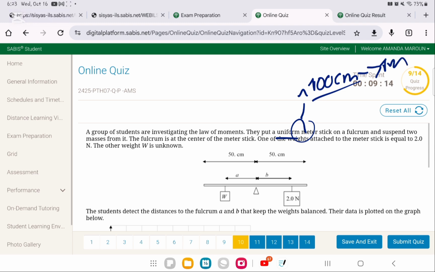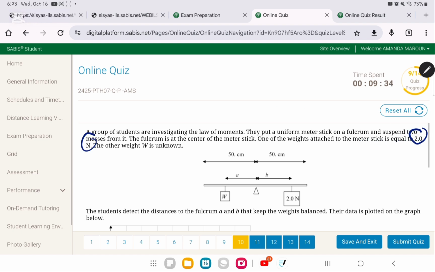Stick on a fulcrum and suspend 2 masses from it. The fulcrum is at the center of the meter stick because why? It is uniform. So if it's at the center of the meter stick, that means the fulcrum is at the center of gravity. Okay? One of the weights attached to the meter stick is equal to 2 newtons. The other weight, W, is unknown. What we're going to do over here is say the stick is massless because they didn't give us a mass for the stick, okay? So right now, we're assuming that the stick is massless because there's no mass given of the stick, okay?